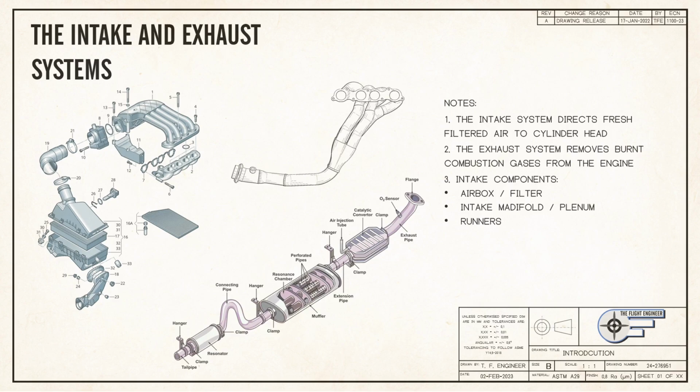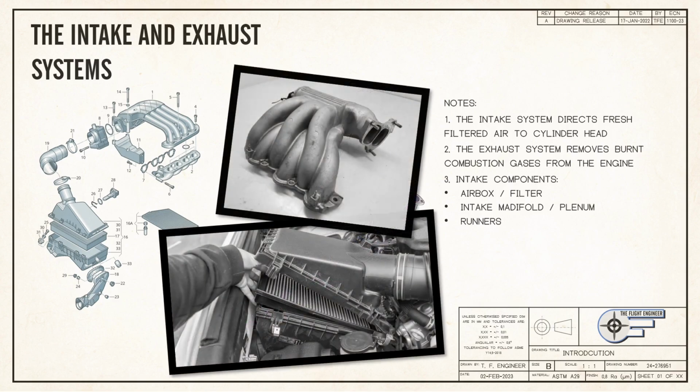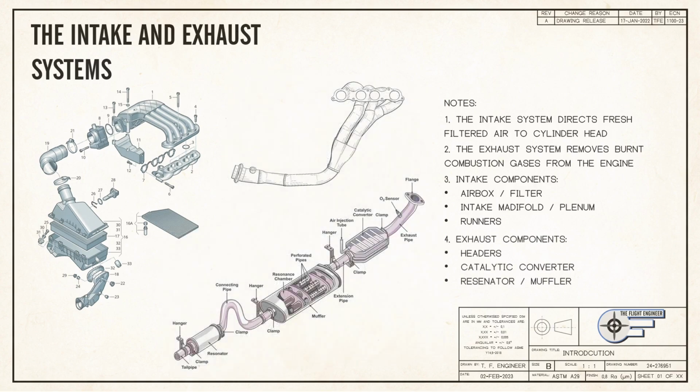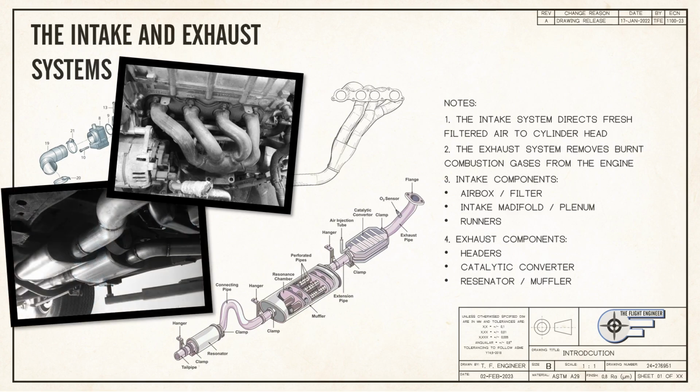A basic intake system will consist of a filter and airbox that conditions outside air, a manifold that collects charge air, and runners that connect directly to the cylinder head's intake ports. The exhaust system will consist of headers that connect to the exhaust ports of the cylinder head, and plumbing to collect exhaust gases and direct them away from the engine. Downstream from the engine, components like the catalytic converter and muffler are used to regulate the sound and chemical emissions produced.